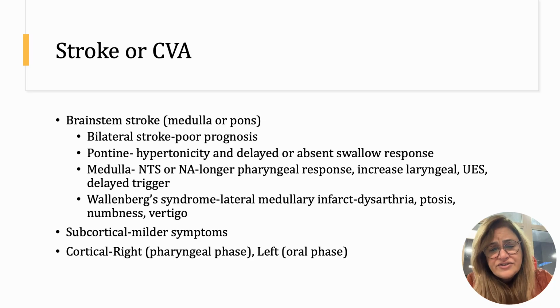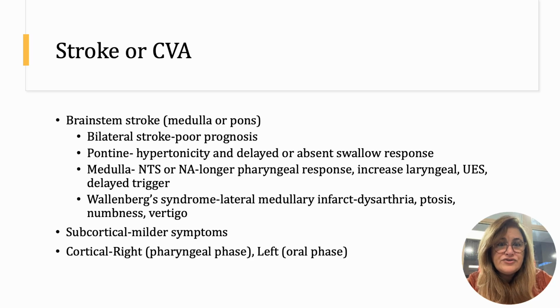So bilateral strokes have poor prognosis because we have less area that is still preserved. Pontine strokes, because of the area where the pons is, will result in absent swallow response or delayed response due to the hypertonicity. In the medulla area, the nucleus tractus solitarius and nucleus ambiguus are there, so the response from the pharyngeal phase and pharyngeal muscles will be affected. The UES relaxation, or the UES opening, will be delayed. Therefore, the trigger of the swallow also may be delayed.